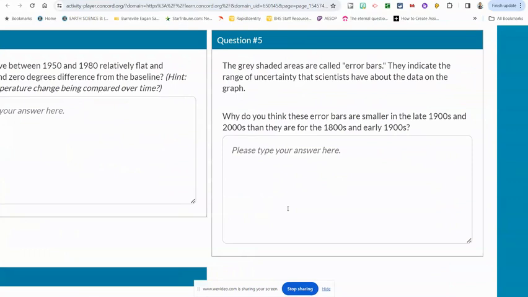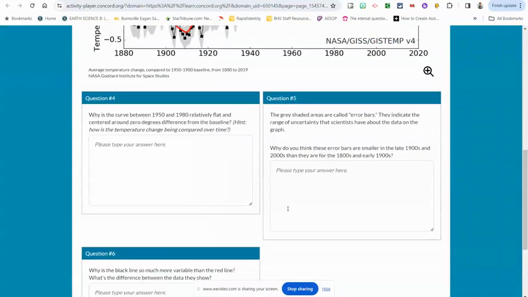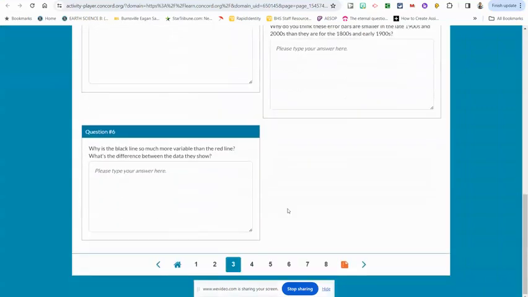So understand that we have better technology in recent years, so our confidence rating is higher, right? The error bars are smaller. The farther you go back in the past, the less data we have, and the less accurate data, probably.